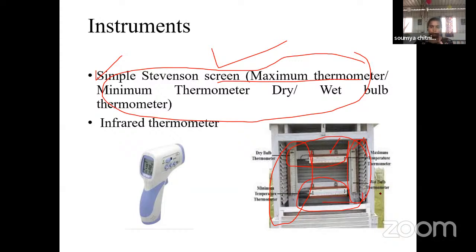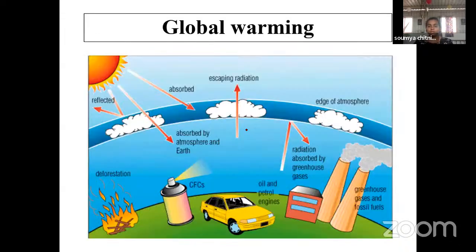a temperature stability there. Also we have this infrared thermometer where we can read the canopy temperature, right? So just like that you can find many different instruments to measure the temperature. I have taken very few because to explain everything it takes a lot of time. All right, so now coming to the global warming.